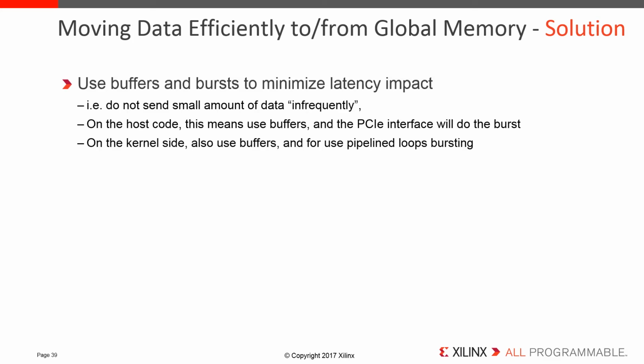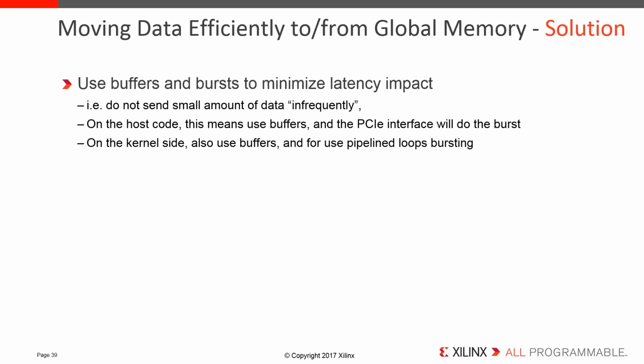On the host side, using a buffer will mean that the runtime will transfer that buffer over PCIe, and so the driver will initiate a burst. Note that to get good throughput over PCIe, a size of 1 megabyte is preferable. It's okay to use less, except that you must remember you might not get the maximum throughput or bandwidth.